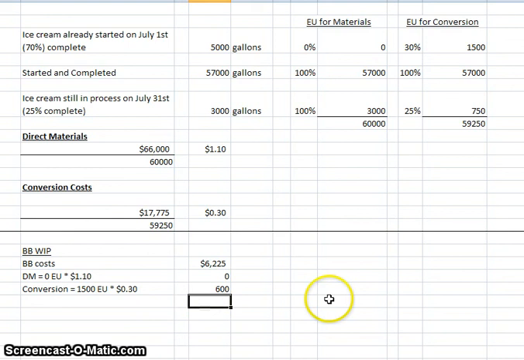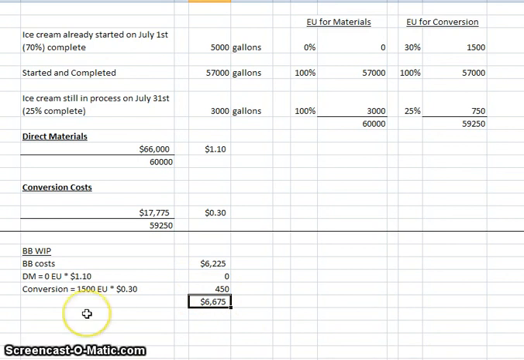So the cost to finish that first 5,000 gallons of ice cream was $825. I think I did something wrong there. Wait, 1,500 at 30 cents. Oh, that's why. Okay, I typed 40 cents. You guys are supposed to stop me when I make a mistake like that. All right, 1,500 times 30 cents a piece. Somehow I mistyped a 4 there. So the amount that goes over to the next process for those first 5,000 is $6,675.